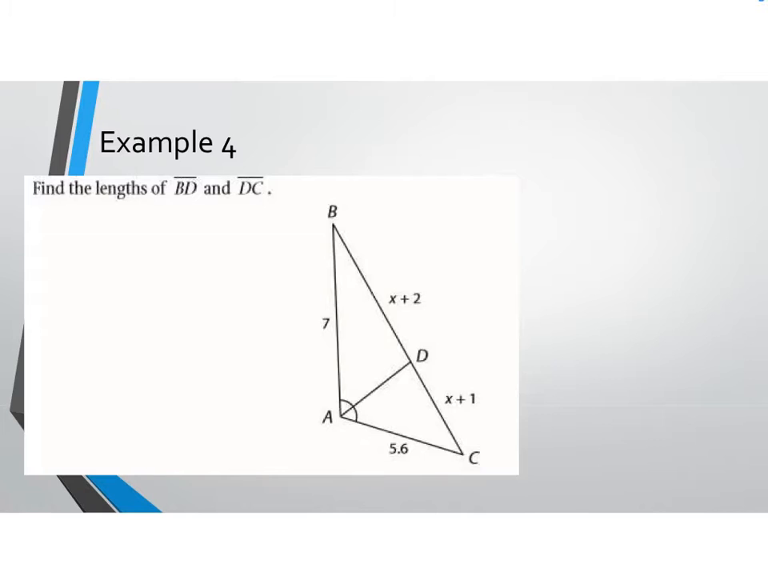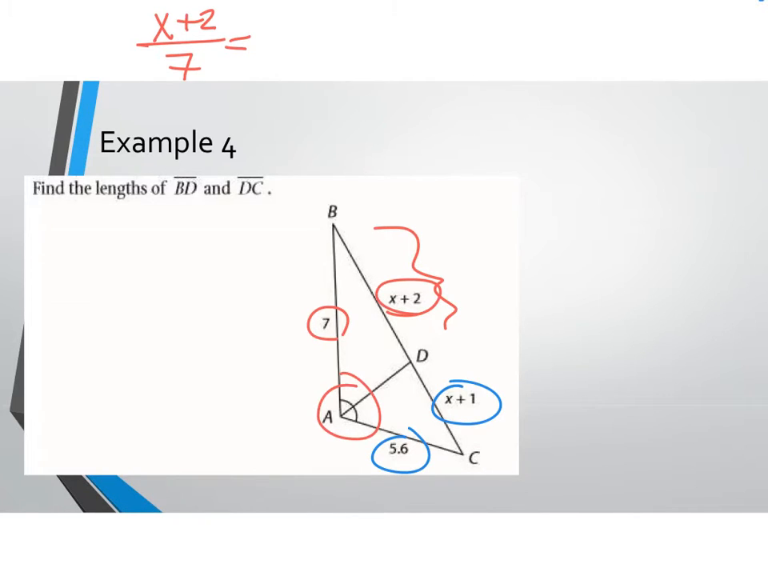In example 4, we'll be working with the triangle angle bisector theorem, which basically says if you split an angle and bisect it in half, then these two split parts of this opposite side match up with their matching sides, or closest sides. So x plus 2 is to 7 proportional to x plus 1 with 5.6.